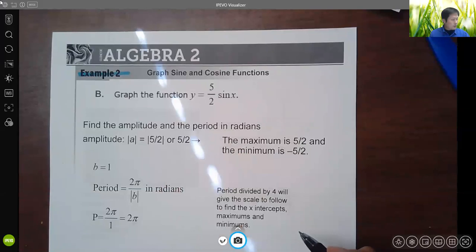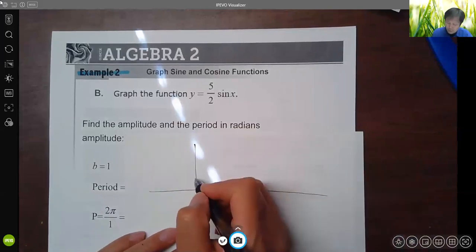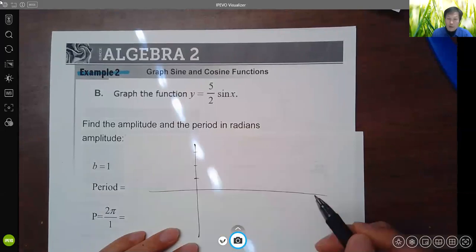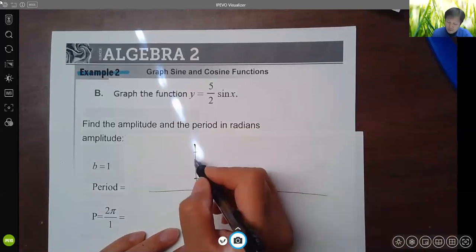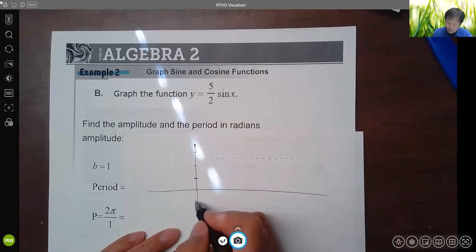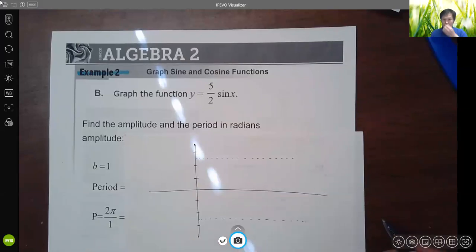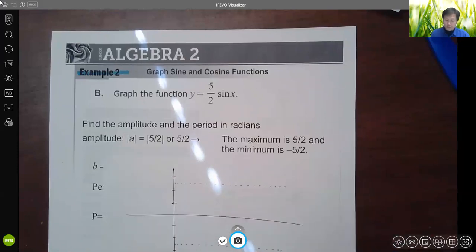So let's say you're graphing on a scratch paper. So you will have 1, 2, 3. 5 over 2 is 2.5. So 2.5, maximum line will be somewhere over there. Minus 1, 2, 3. So minus 2.5, minimum line will be somewhere over there. So I'll put the maximum line dotted, minimum line dotted first, once you figure out the amplitude.